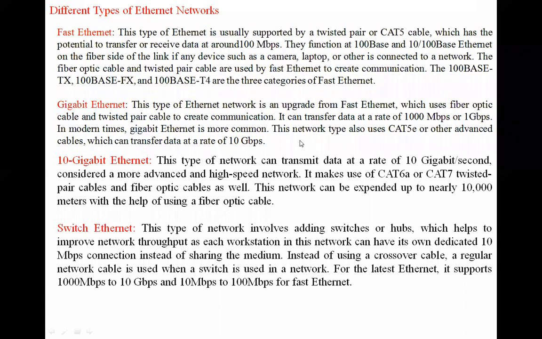And what is the main functionality of this Fast Ethernet? Its potential is very high. By using this, we can receive and transfer the data at a speed of around 100 Mbps, and it functions as 100 Base. 100 Mbps is nothing but the speed is 100 Mbps. It carries baseband transmission, and this Ethernet can be used for connecting cameras, laptops and other devices on the network.